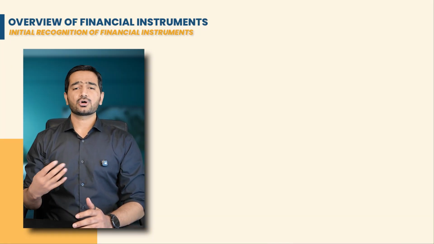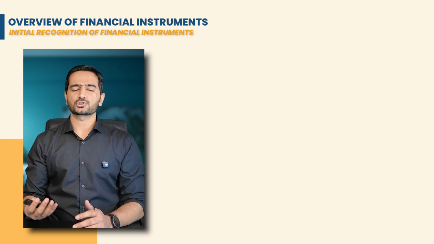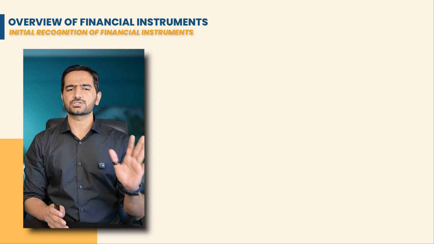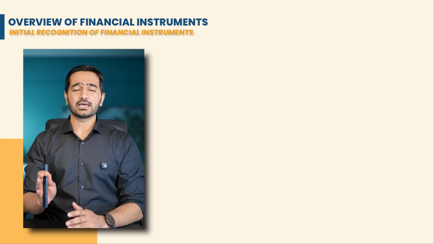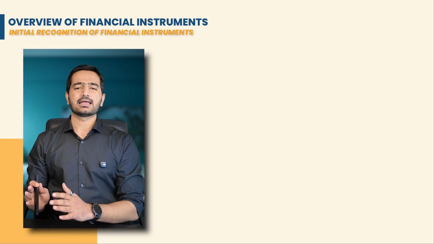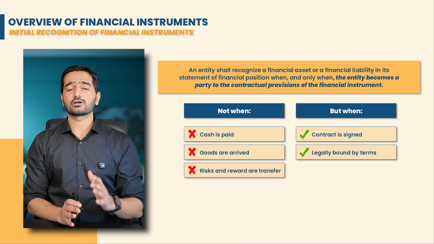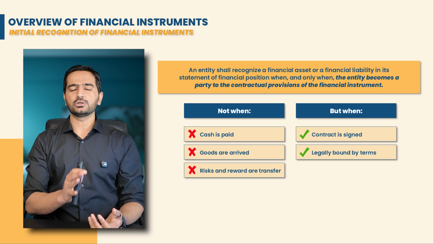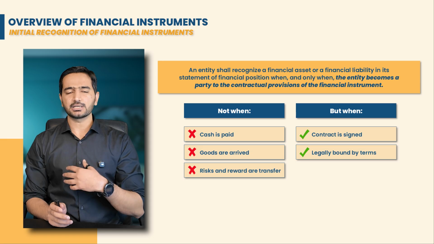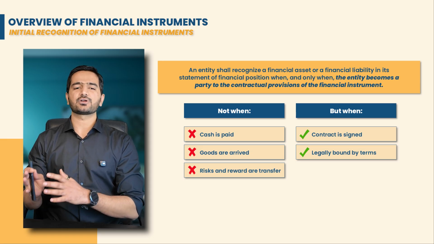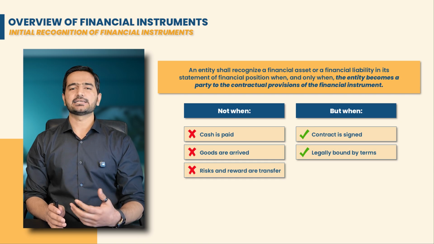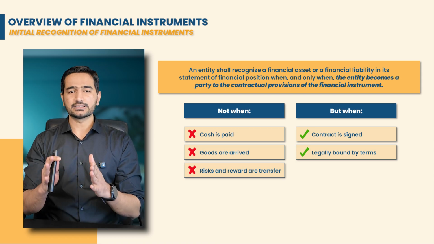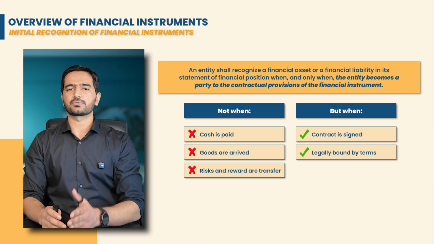Alright, now let's talk about when you first recognize a financial instrument in your books. This is called initial recognition, and the rule is very straightforward. IAS 32 and IFRS 9 say an entity shall recognize a financial asset or a financial liability in the statement of financial position when and only when the entity becomes a party to the contractual provisions of the financial instrument. Let me translate that into simple words. You record a financial instrument in your books on the date you become party to the contract.